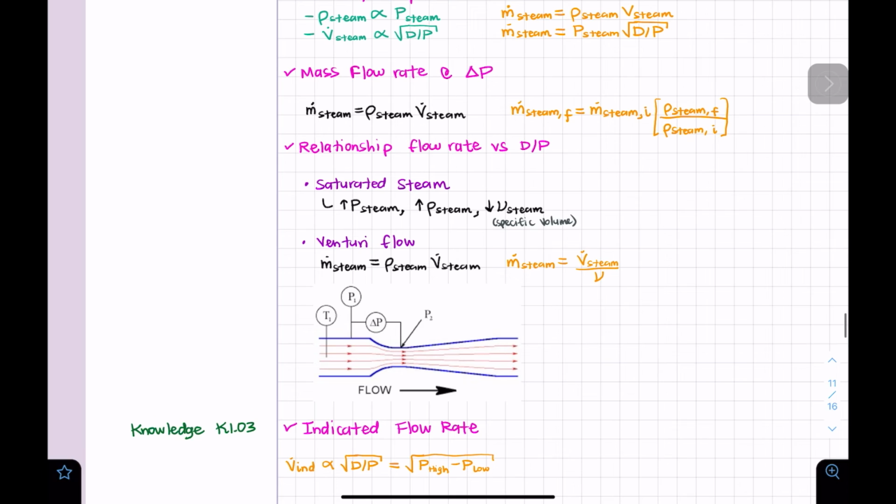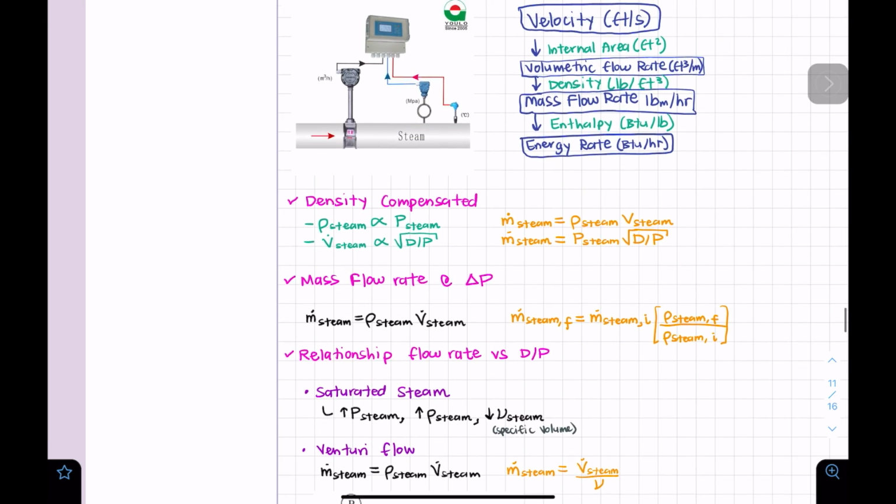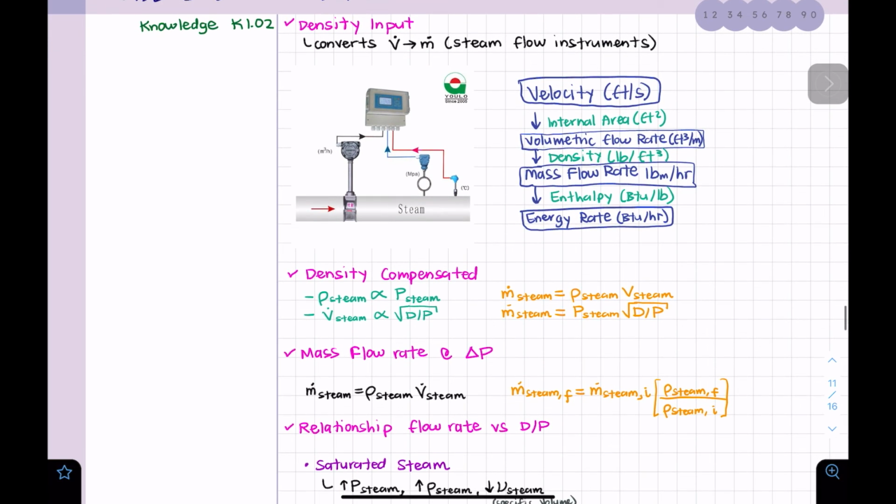And finally, at GFEs, we're going to look at the indicated flow rate. This is just a formula we can use. The indicated flow rate is going to be proportional to the square root of the differential pressure, and that equals the square root of the pressure on the high side minus the pressure on the low side. For this section, that's basically all we need to know. And we might go more in depth into this, but for GFEs, for these two pieces of knowledge, that's all that we need to know.